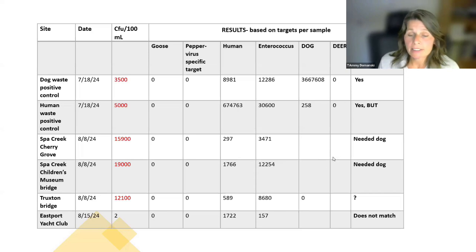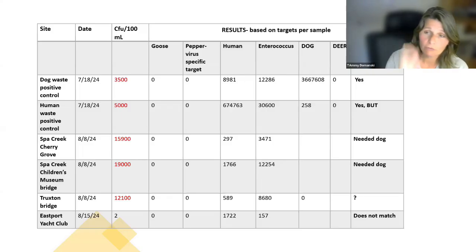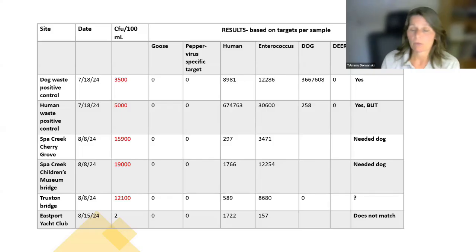So we tested for deer, we tested for dog. And I sent a sample that was just full of dog waste, so it was a positive control for dog. And yes, that matched, right? If I gave them something that was totally loaded with fresh actual dog waste, that worked.